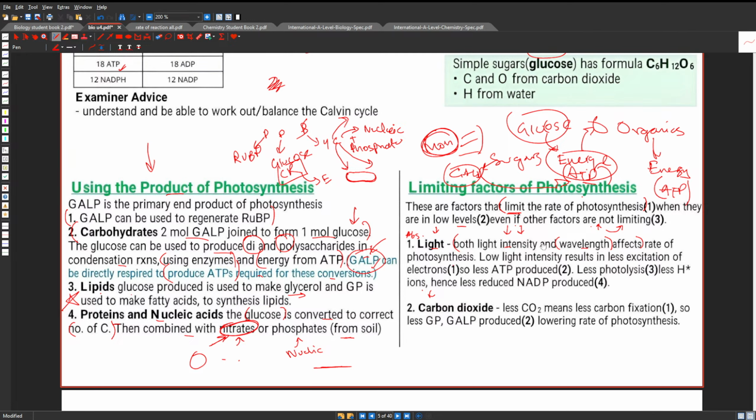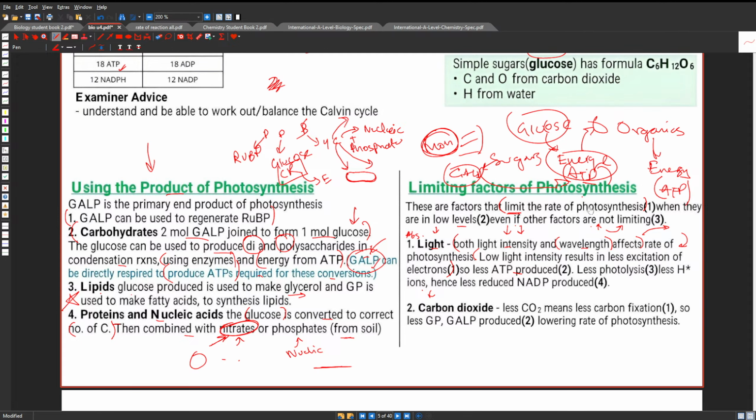Both light intensity and wavelength will affect the rate of photosynthesis because they affect the rate of absorption. Low light intensity results in less excitation of electrons, so less ATP produced. I don't know why they're not talking about it being absorbed. Less photolysis, fewer hydrogen ions, less NADPH produced. And remember, these are things which will limit your LIR reactions, thus limiting photosynthesis in general.